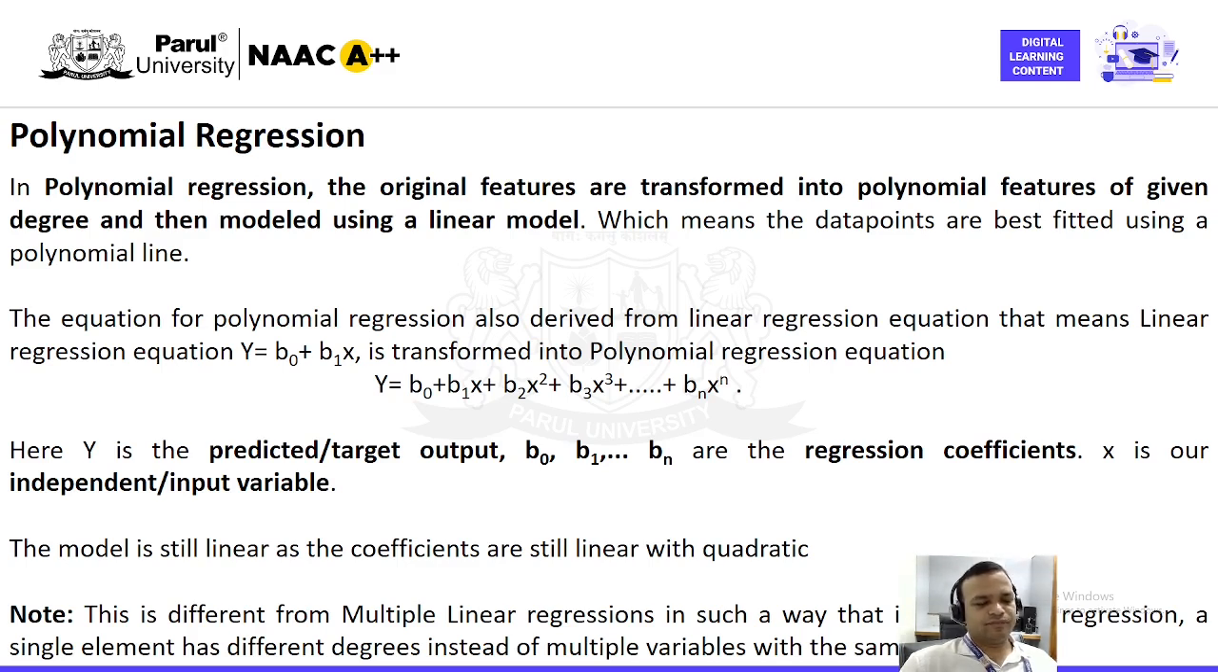One important note here: this is different from multiple linear regression in that in polynomial regression, a single element has different degrees, instead of multiple variables with the same degree. The basic difference between multiple linear regression and polynomial regression is that a single element has different degrees instead of multiple variables with the same degree. Got it?